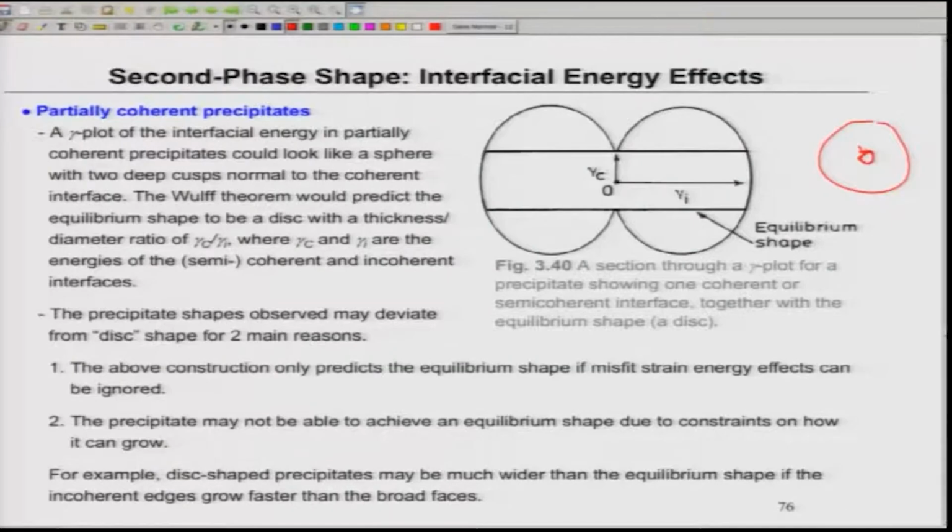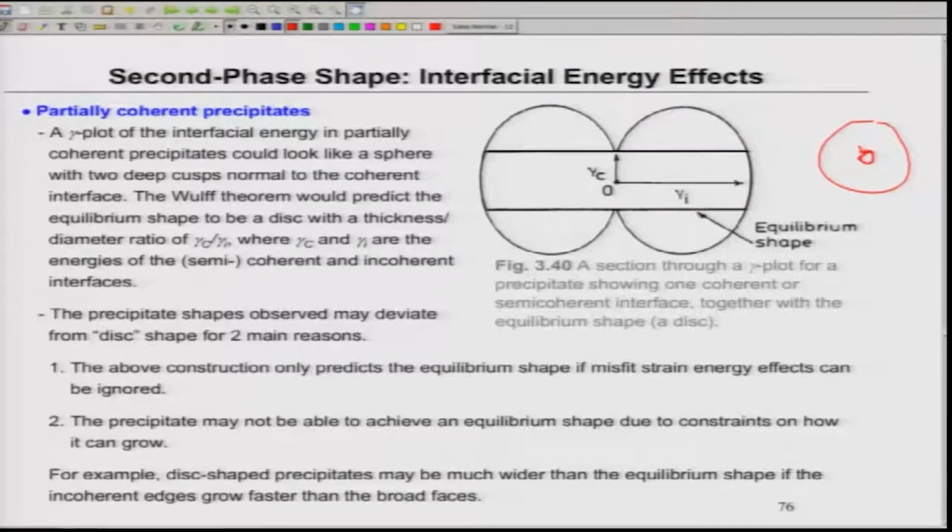Now, the Wulff theorem predicts that the equilibrium shape of these will be a disk, with a thickness to diameter ratio given by the two interfacial energies. One is gamma c, the semi-coherent surface energy of the precipitate, and the other is gamma i, the incoherent interface energy. The precipitate shapes observed may deviate from this.